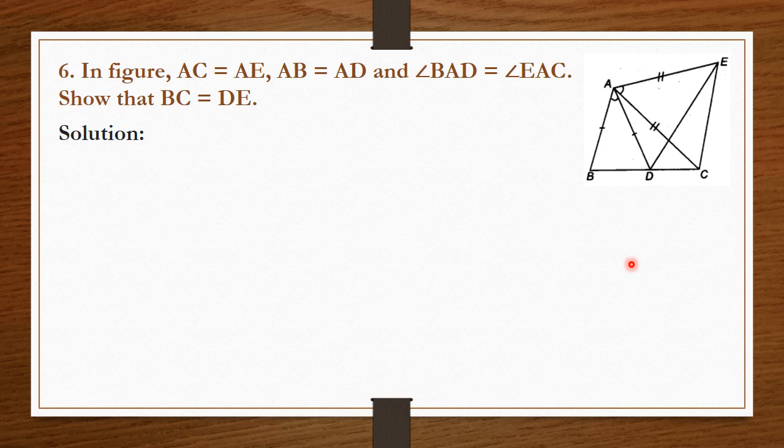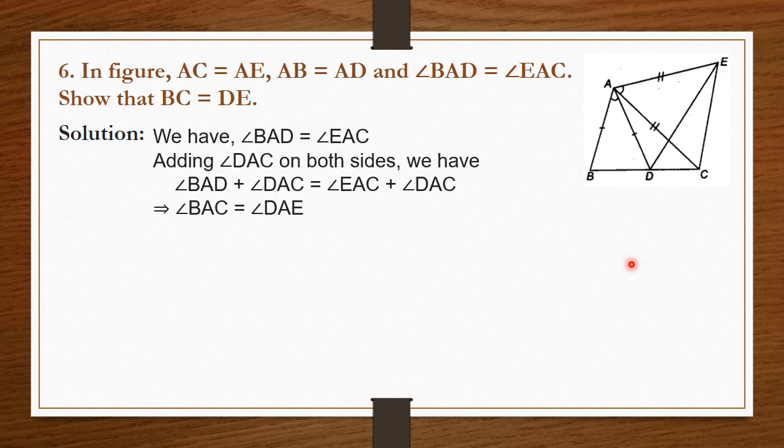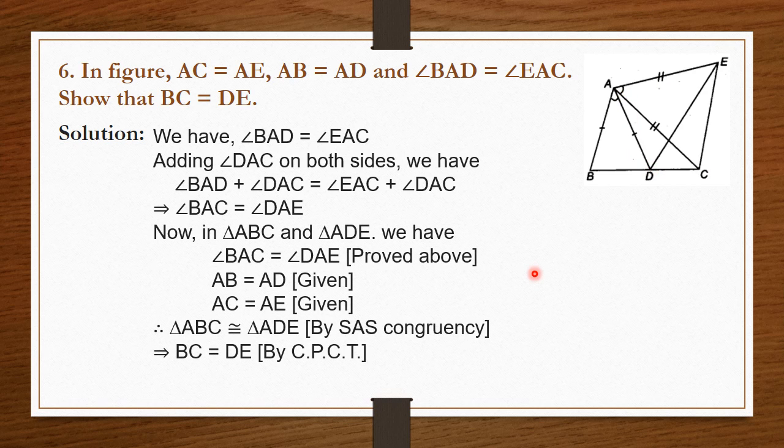So let's write down. We have angle BAD equal to angle EAC. Now if we add angle DAC on both sides, this is the common angle between them. So BAD plus DAC becomes BAC, and EAC plus DAC becomes DAE. Therefore, if we take the triangles ABC and ADE, we can say that angle BAC is equal to angle DAE because we proved it.